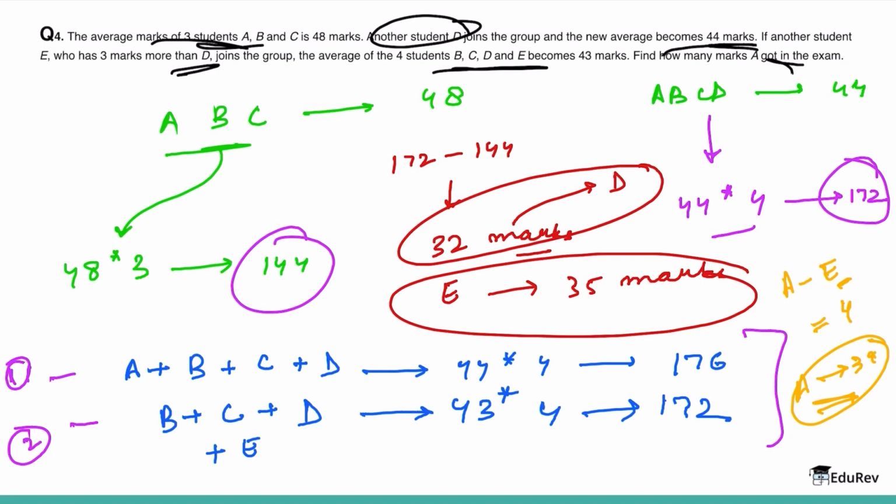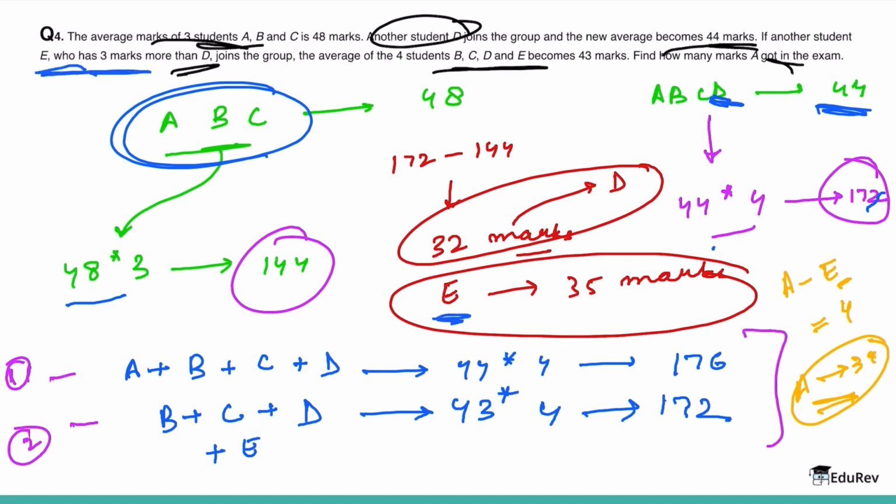What did we do? It was pretty simple. But let me tell you once again. What we did was ABC's average was given to us. That was 48. So I multiplied it by 3 and I got the total marks. Correct. And A, B, C and D's average was given. That was 44. So I multiplied it and found out the total marks. Now because I know ABC's total marks and ABCD's total marks, if I subtract both of them, I'll find the marks for my D. Okay. So once I know the marks of D, what I can do is I can find the marks for E, because it stated that E has 3 marks more than D.